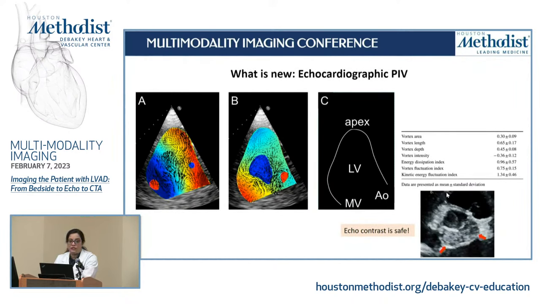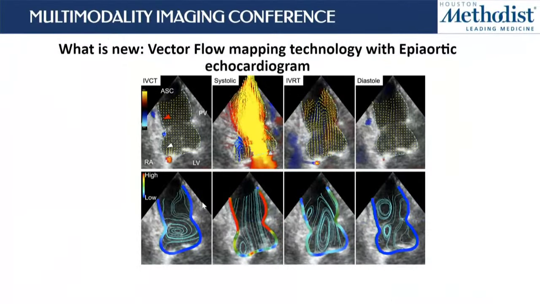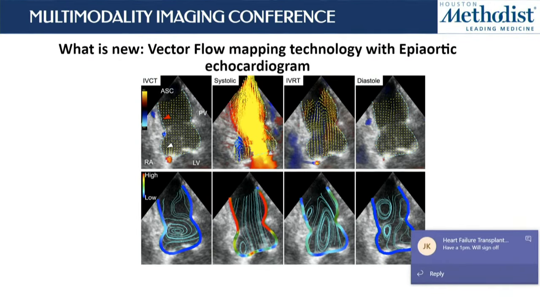One other important thing is echo contrast is safe, and we can safely use this, and PIV actually uses echo contrast to determine this. This I thought was very cool. It's vector flow mapping technology that they did at the time of the surgery, and basically used an epi-aortic echocardiogram and looked at all the different waveforms and flow mapping that occurred with implantation of the outflow graft.